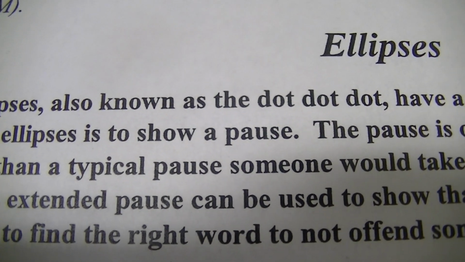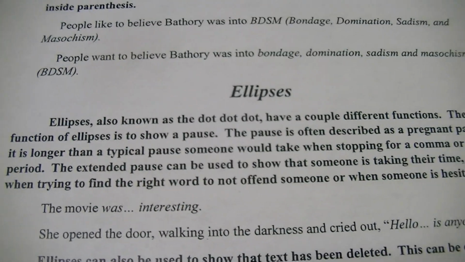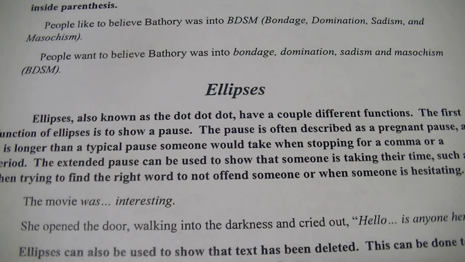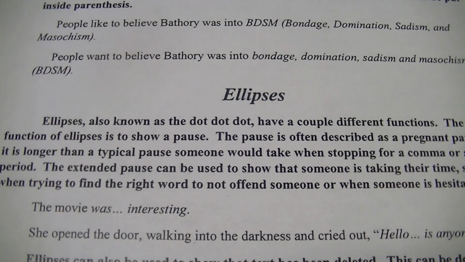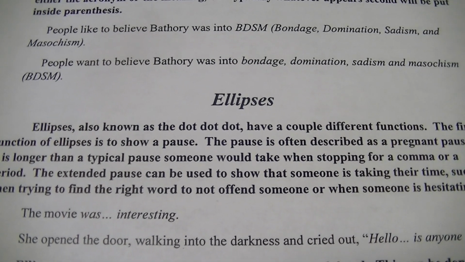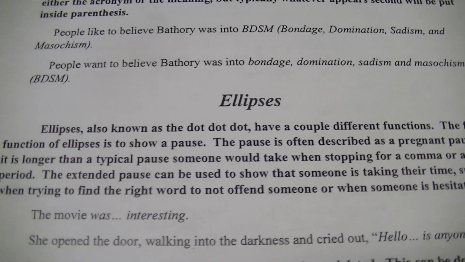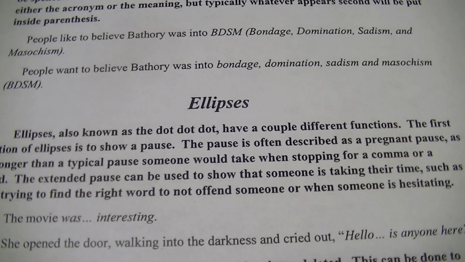Showing a pause. They call it a pregnant pause because it's usually a little longer than someone would typically take when they're stopping for a comma or a period. They say usually people take a breath when there's a comma or a period. But this extended pause can be used to show that someone is taking their time, such as when trying to find the right word not to offend someone or when someone is hesitating.